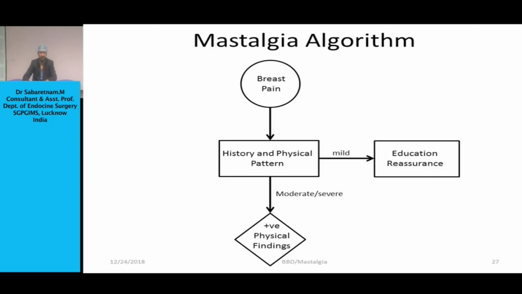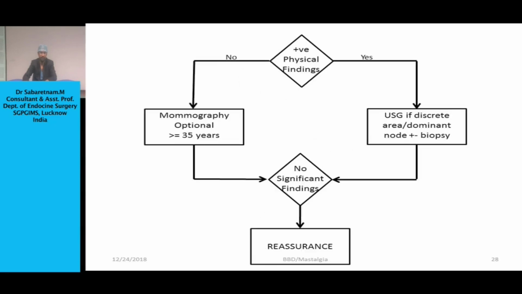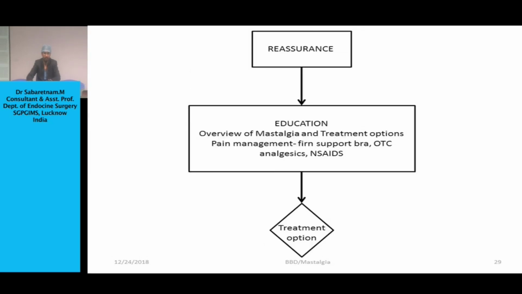So coming to the algorithm for breast pain, we have to take a good history and a physical examination. Mild cyclical mastalgia: education and reassurance. If there's a physical finding, then ultrasound, and then we have to proceed. If the patient is less than 35 years of age, ultrasonography is recommended. More than 35 years of age, mammography is recommended. Again, reassurance is most important. You give symptomatic pain relief, a firm support bra, and then analgesics with NSAIDs should do.